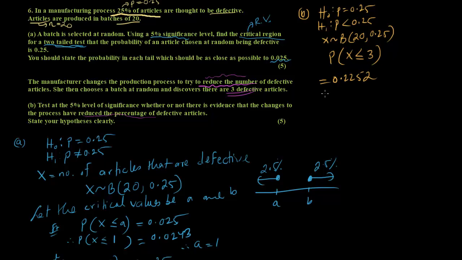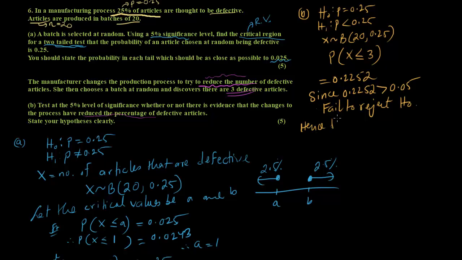0.2252 is the probability. Now we have to compare this with the significance level, which is 5%. Since 0.2252 is greater than the significance level, which is 0.05, we accept H naught, and we try to write it as fail to reject. So since we accept H naught, we fail to reject H naught.